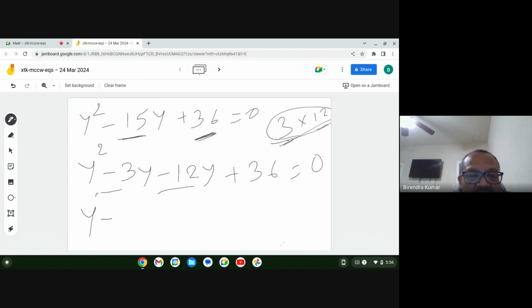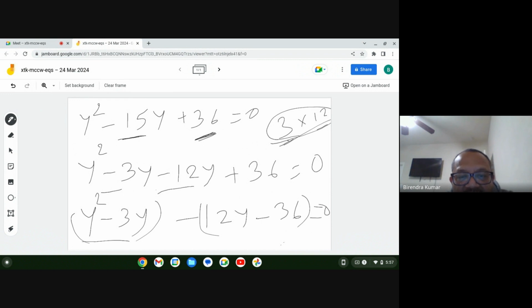Now I will pick the first two numbers together and these two numbers together. What did I do? I took these two together and then I put the minus sign outside the bracket. So this is minus 12y, and this is minus into plus, minus. Sorry, so minus into minus, plus. Are you guys clear about the last thing that I did?